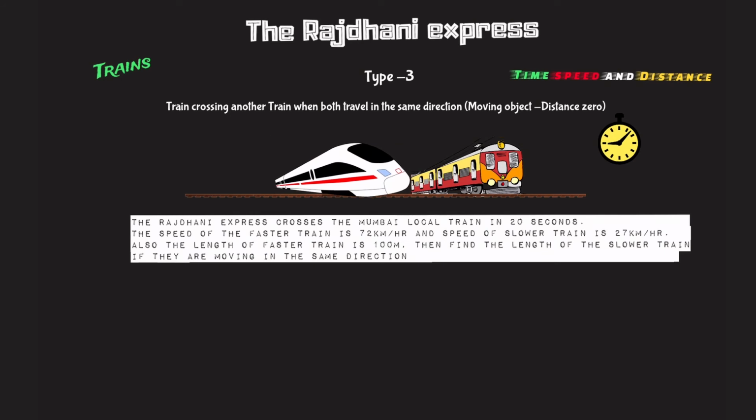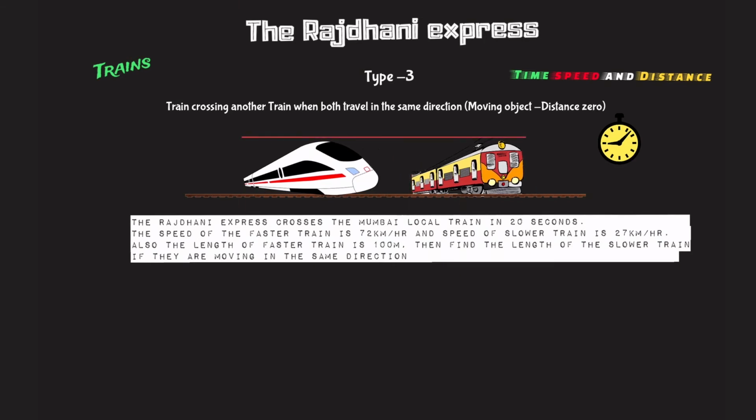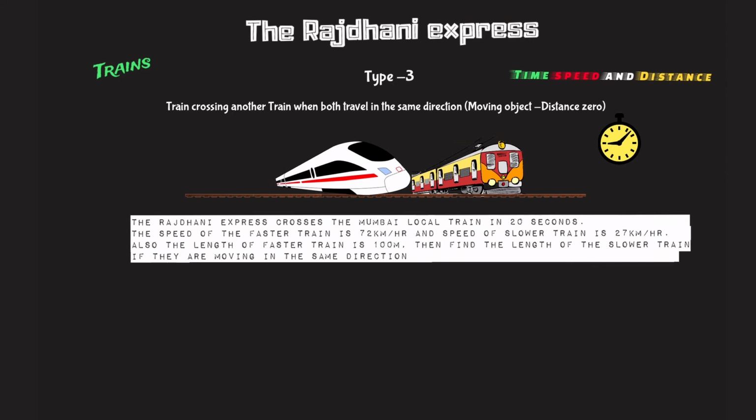For the first time, train is crossing an object which is not a stationary object. This train, Rajdhani Express, is crossing this local train, but this local train is not standing at its place, it's moving. So train is crossing another train when both are moving.